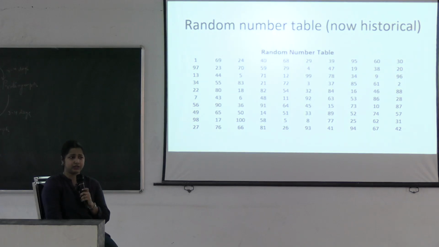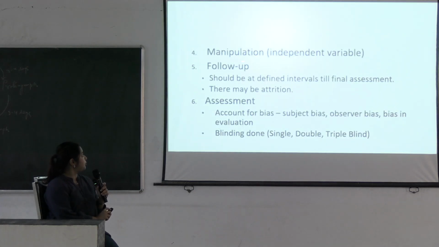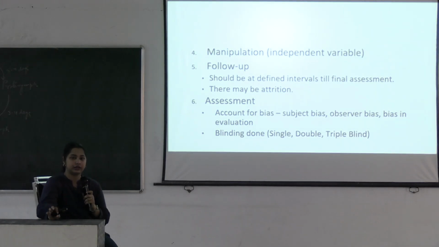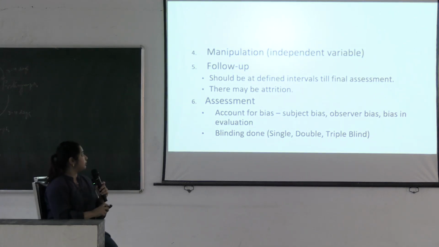So randomization is mainly distributing the known and the unknown factors between the two groups, and now you will give the exposure. Now you will start the study and give the exposure. That is called manipulation. Manipulation here means you are giving them that exposure or the intervention. So that intervention, exposure, and other factors are the independent variables, and the outcome that will happen is the dependent variable. The follow-up will take place after that, at defined intervals till final assessment.